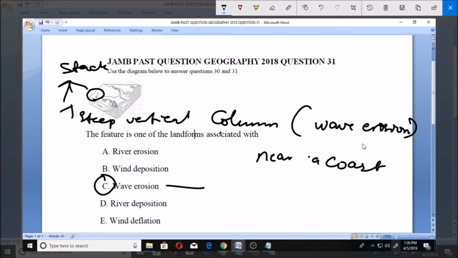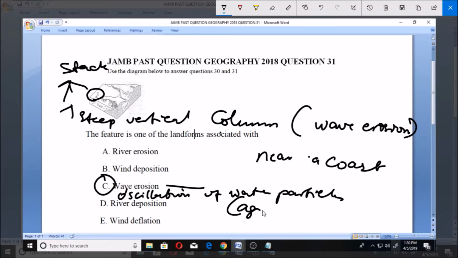But still, we can also note that a wave is an oscillation of water particles. That is what a wave is. It is the most important and most powerful agent of marine erosion. So a wave is the agent of marine erosion. So the erosion that happens in the water is mostly caused by waves.